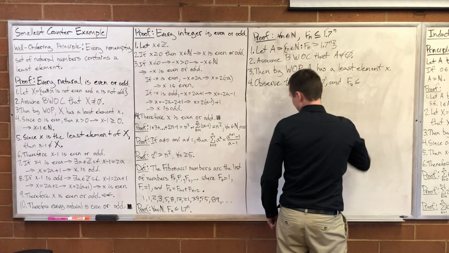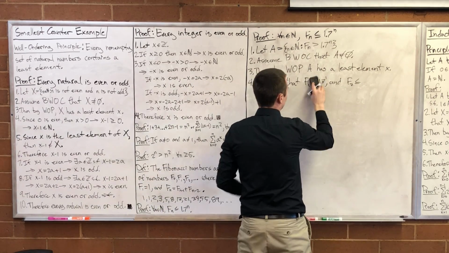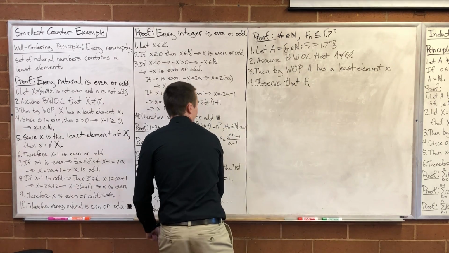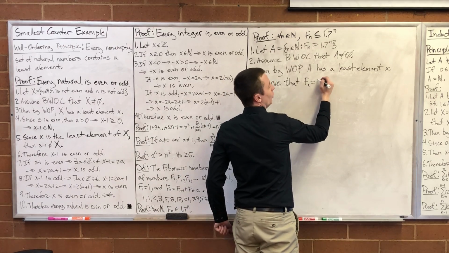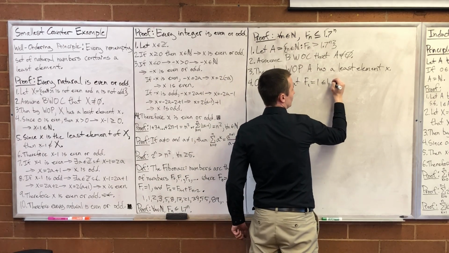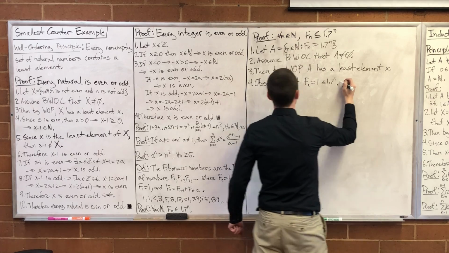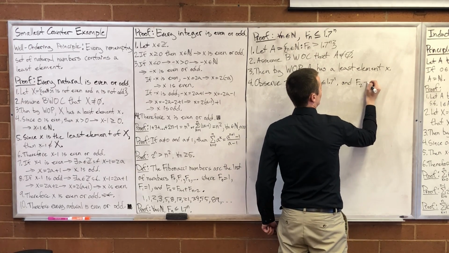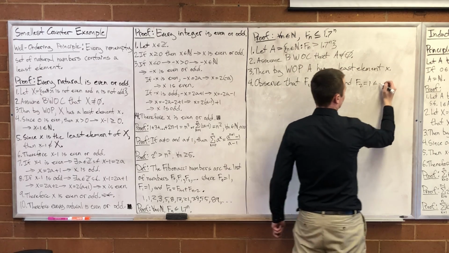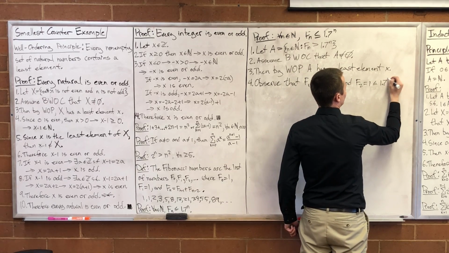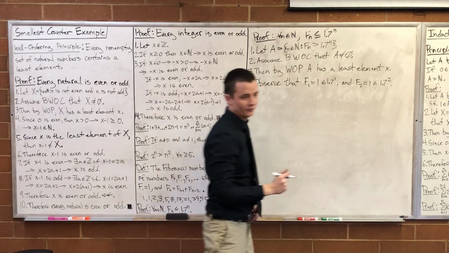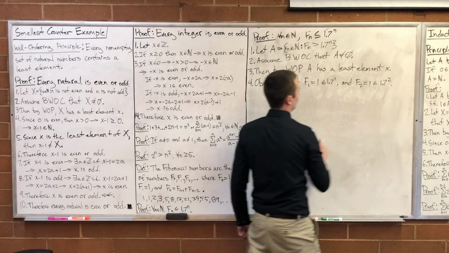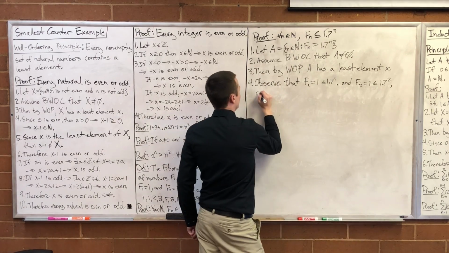And maybe write out what they actually equal in case you're getting lost. So f sub 1, what does that equal? 1, which is definitely less than or equal to 1.7 to the 1. And f sub 2 equals 1, which is definitely less than or equal to 1.7 squared. Right?